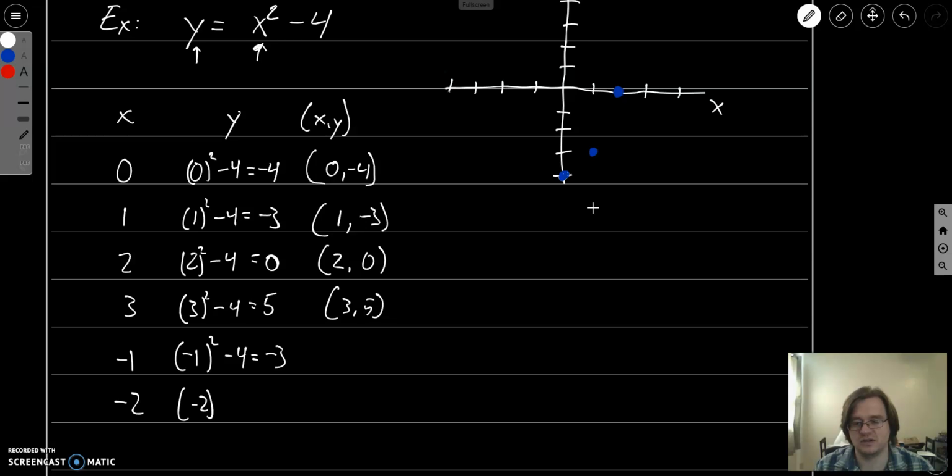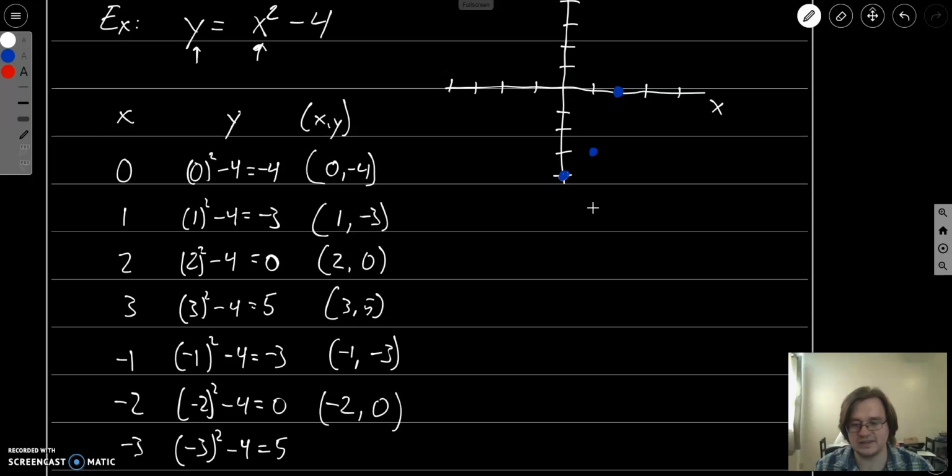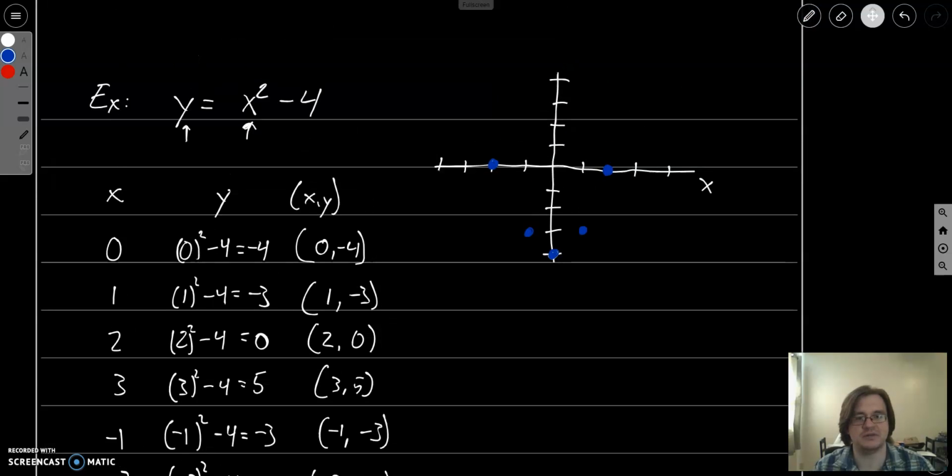-2, -2 squared is 4, minus 4 is 0. And -3, -3 squared, -3 times -3 is 9, minus 4 is 5. So we have some other points to plot on the other side of the y-axis. And as we plot these, so -1, -3, -2, 0, and then -3, 5, so it'll be way up here.